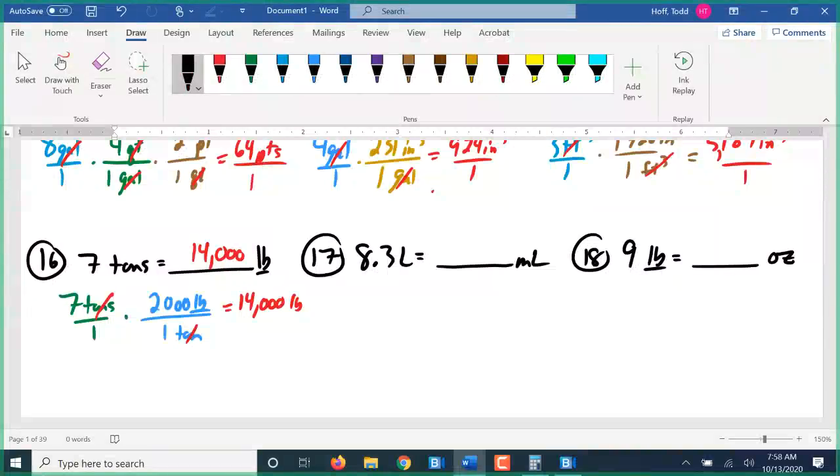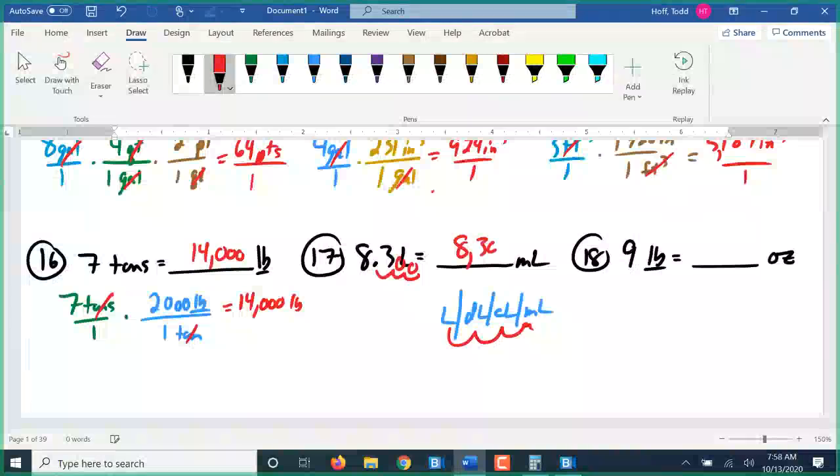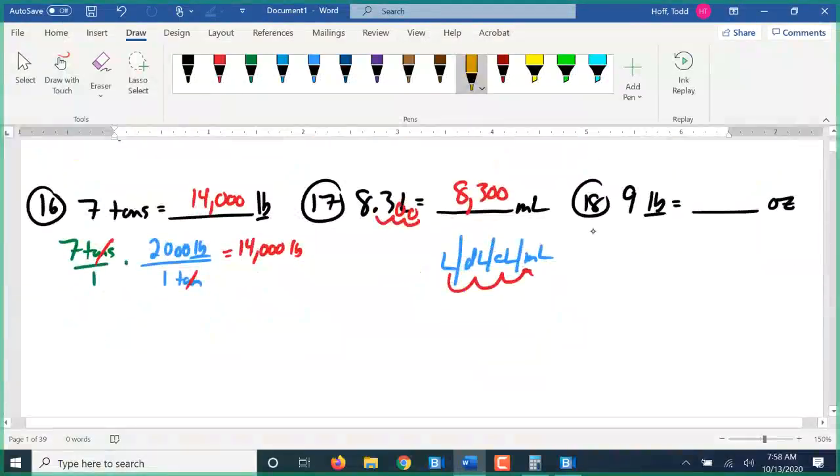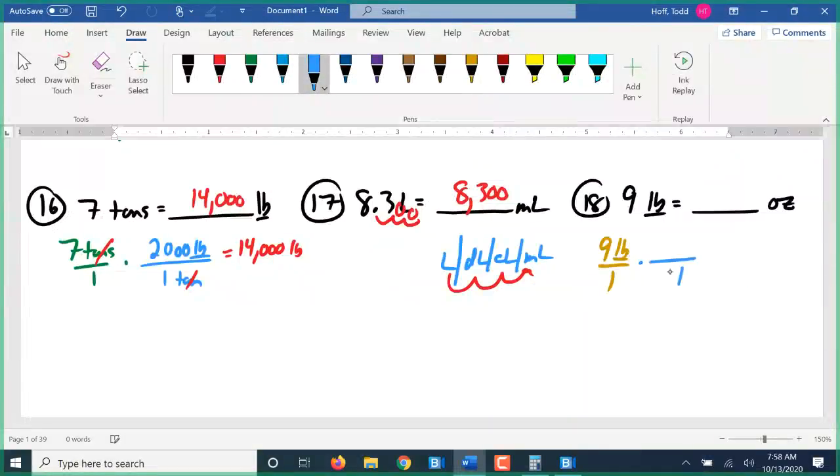8.3 liters going into milliliters. We've got liters, deciliters, centiliters, milliliters. From liters to milliliters is 3 spots to the right. So I move my decimal point 3 spots to the right, filling in zeros. That's 8,300 milliliters. Finally, number 18, 9 pounds going into ounces. Put pounds on bottom. 1 pound is 16 ounces. Pounds cancel out. 9 times 16 is 144 ounces.